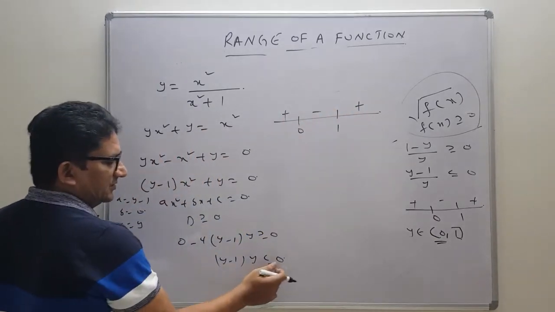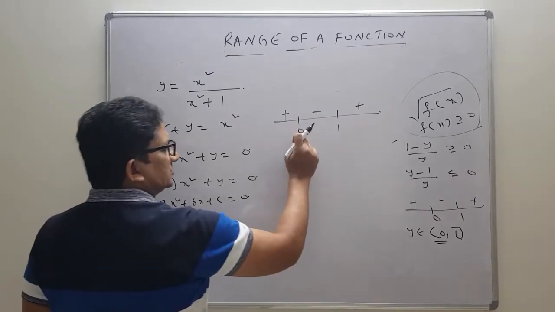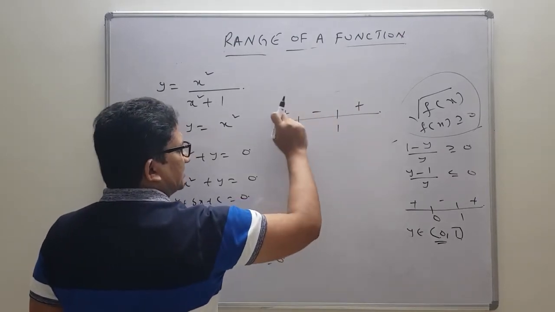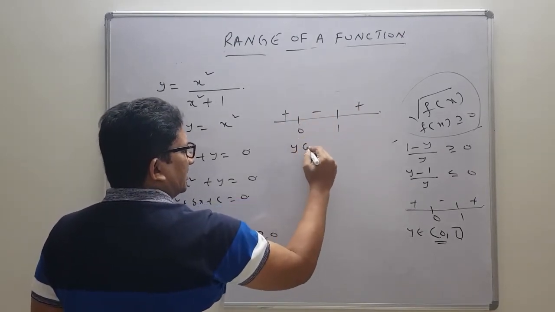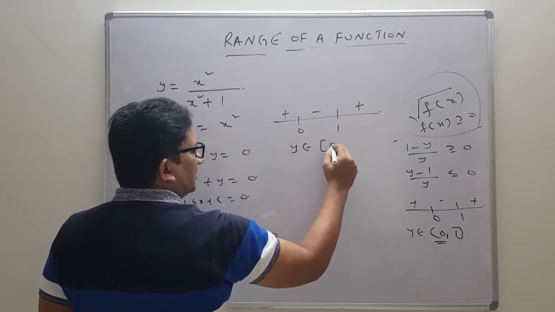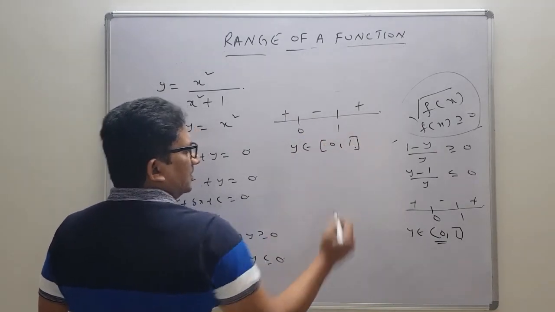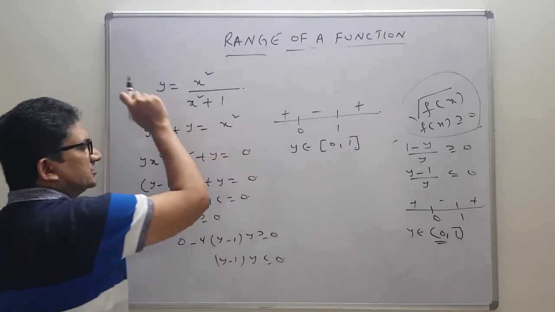So again we are looking for less than or equal to 2, solutions are 0, 1. So here plus, minus, plus. That means we can write y belongs to [0, 1]. Okay, so y is nothing but your question.